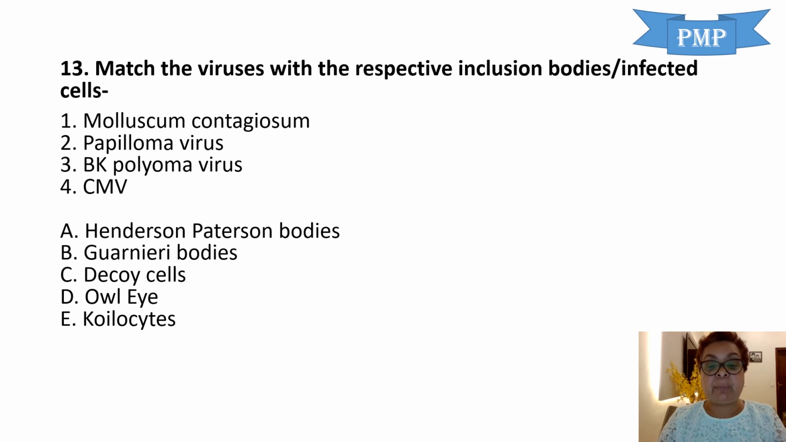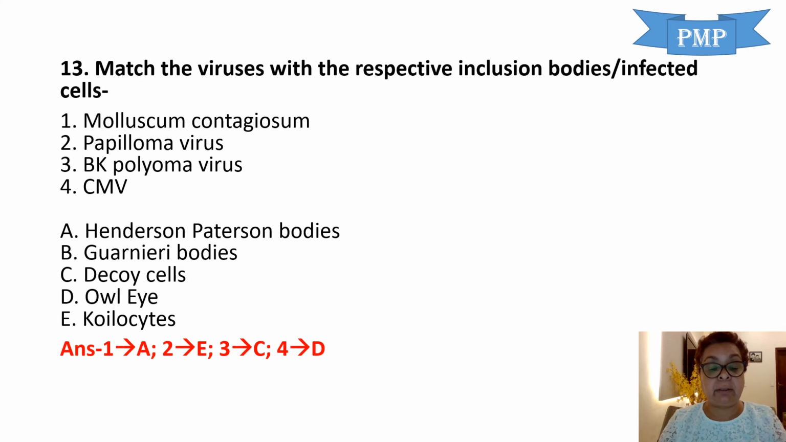Match the viruses with the respective inclusion bodies or infected cells. So let's match them. Molluscum contagiosum, what are the inclusion bodies called? HP bodies, that is the Henderson-Peterson bodies. Papilloma viruses, their infected cells are called koilocytes, right? Then BK polyoma virus, which causes nephritis in renal transplant recipients, the infected cells are called decoy cells. It's a pathognomonic feature. These are present in the urine of the patient. And CMV produces owl eye inclusion bodies, right?